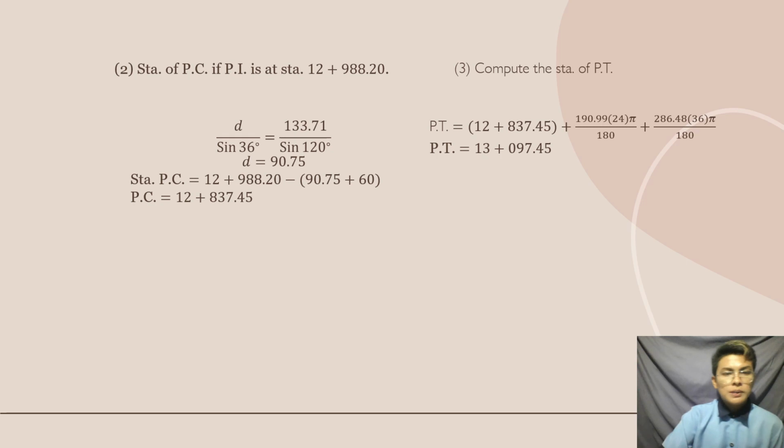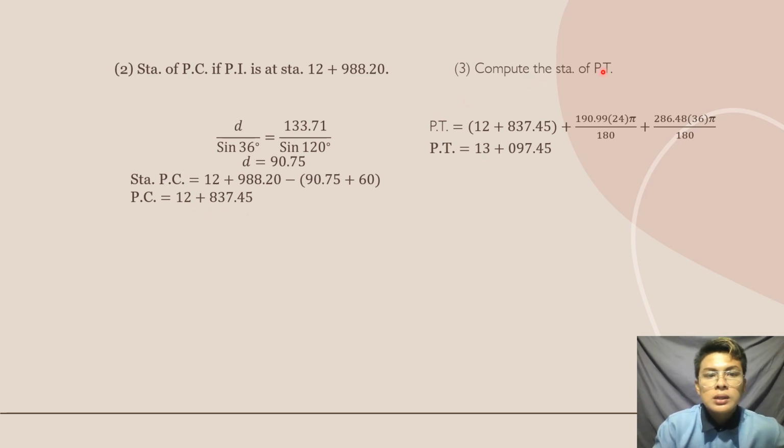Next is the station of PC if the point of intersection is at station 12 plus 988.20. Before we get our PC, we should get first our D. Using the formula, D divided by sine 36 equals 133.71 divided by sine 120, so D is equal to 90.75. Then we will get our station of PC: 12 plus 988.20 minus D plus 60 is equal to 12 plus 837.45.